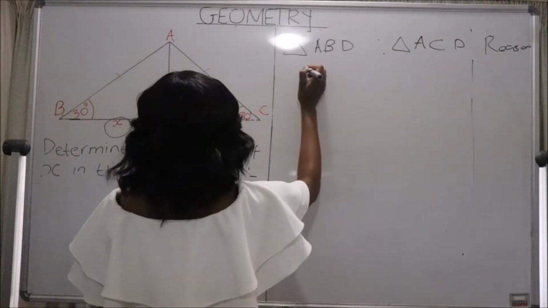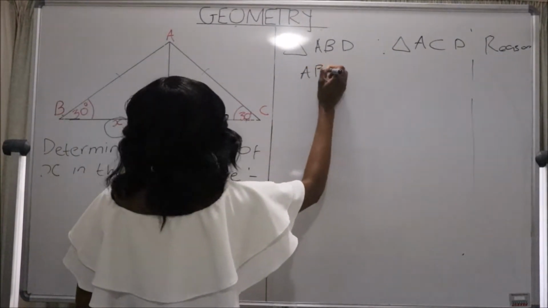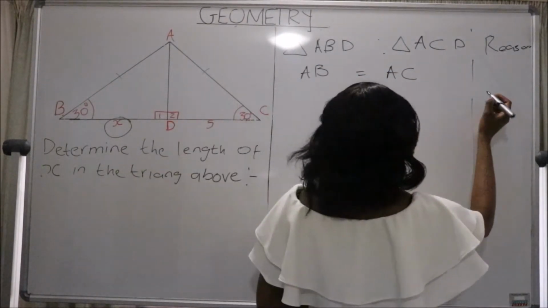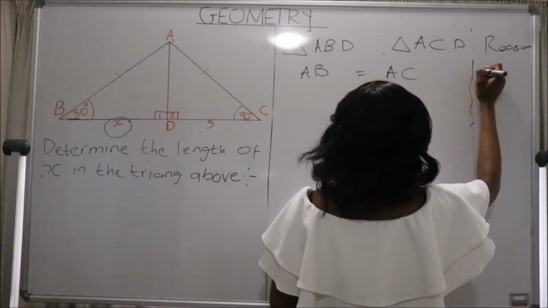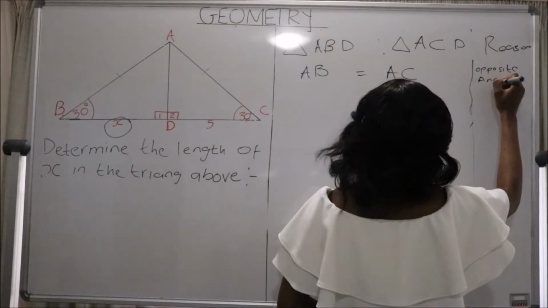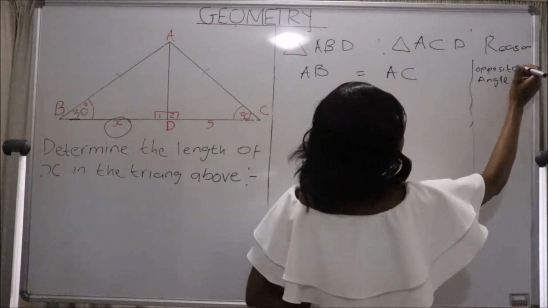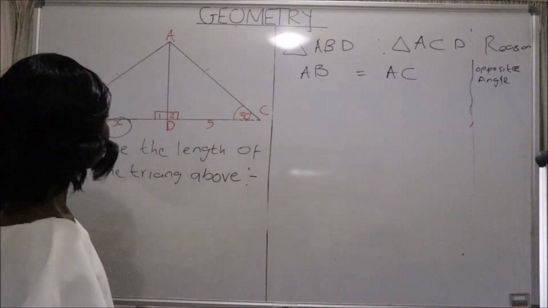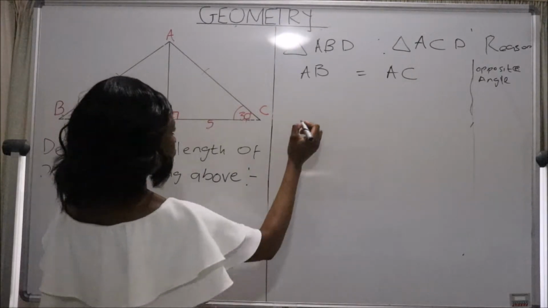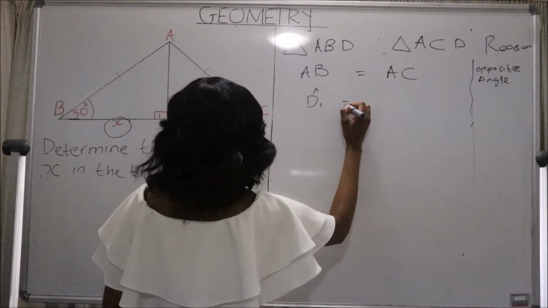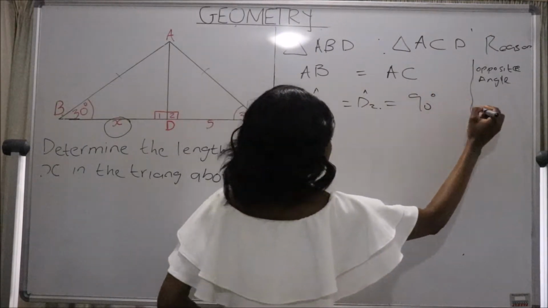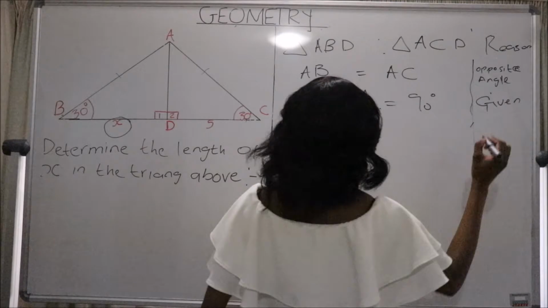That means that the side AB is equal to the side AC, and the reason is that sides opposite equal angles are equal in length. Then moving on to the second one, now that we have 90 degrees, we know that angle D1 is equal to angle D2, which is equal to 90 degrees. This one is given.